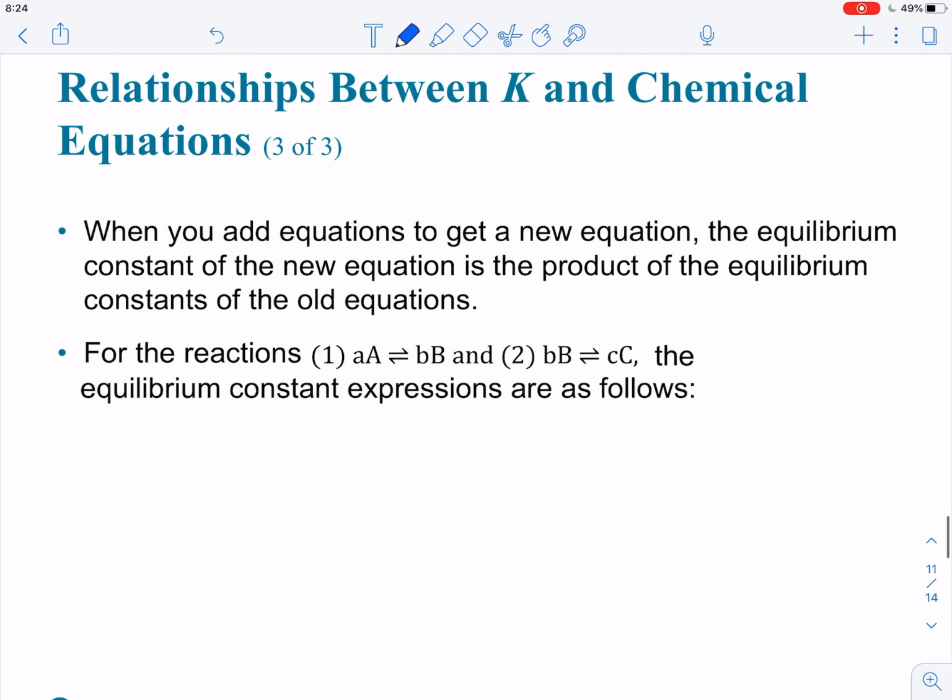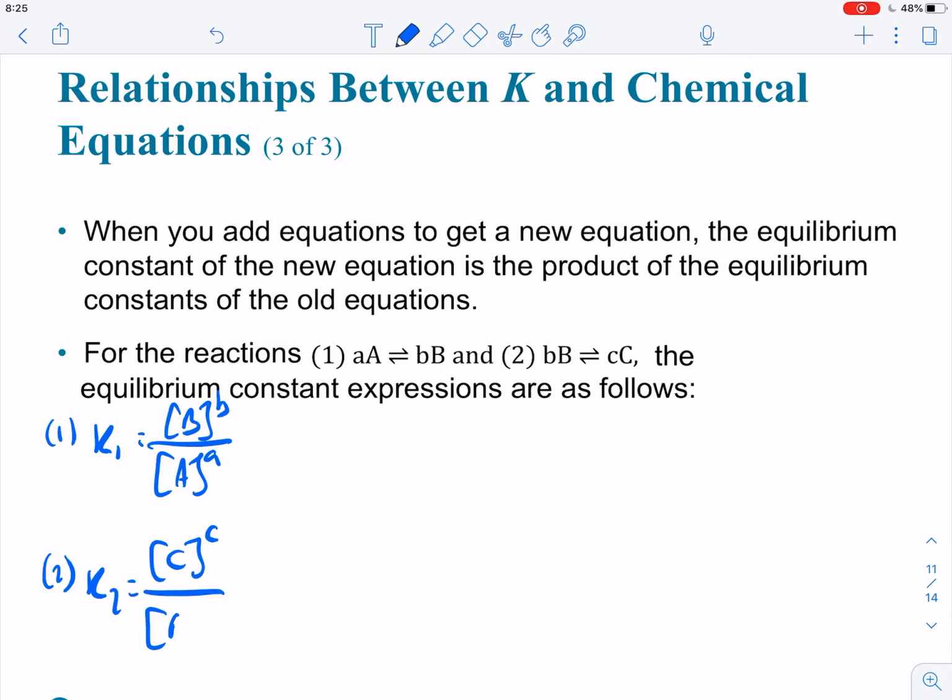Next case, what if we have two equations? In this case we have A goes to B, and then B goes to C. So for one, we have that K1 is concentration of B divided by concentration of A. And for 2, we have K2 is equal to concentration of C divided by concentration of B.